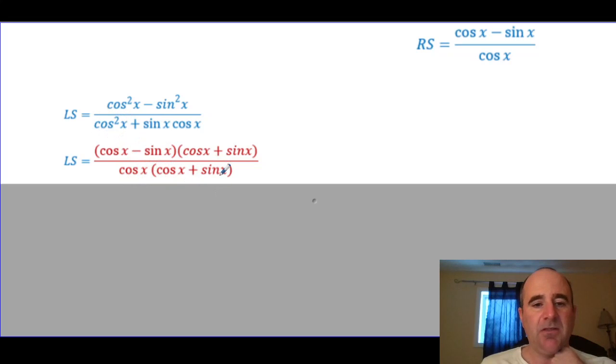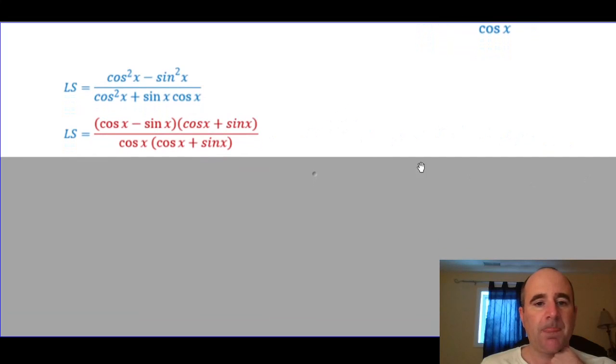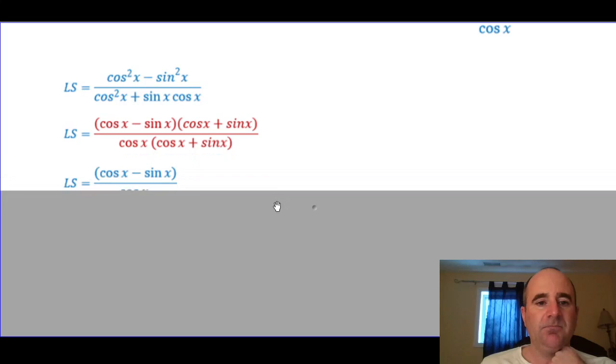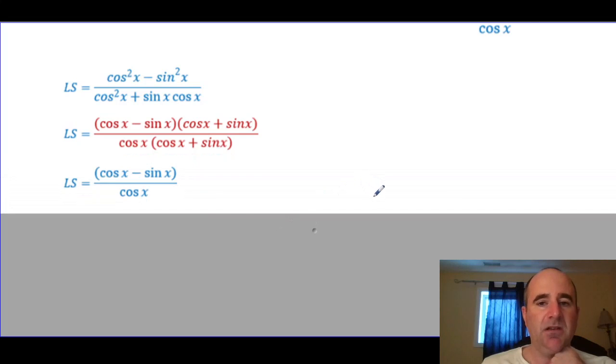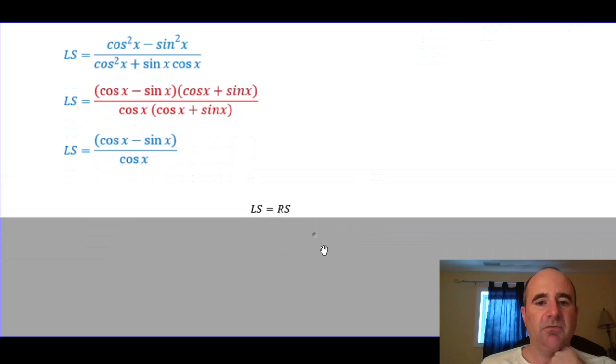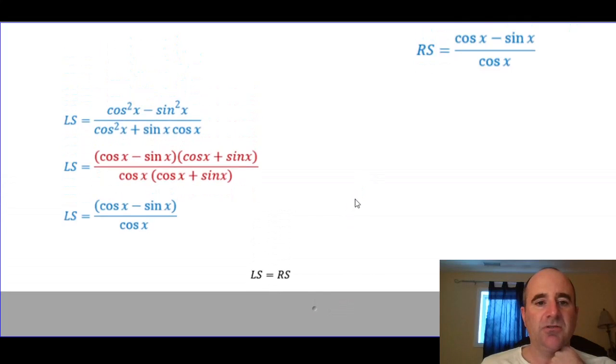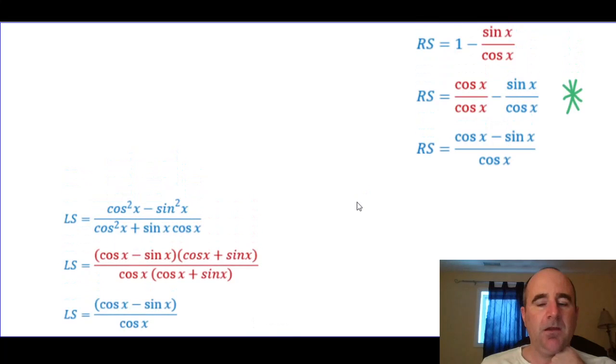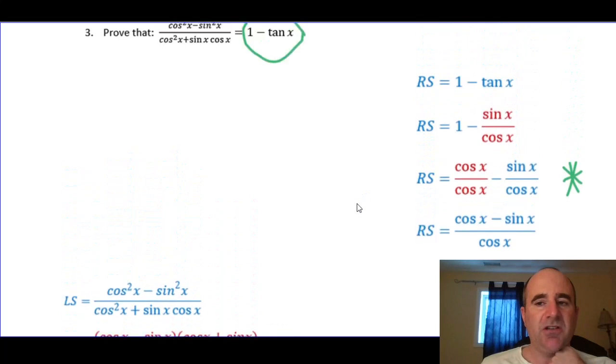Just quickly expand those in your head if you want to double check that factoring's been done correctly. And sure enough, when we factor this, we do have these common factors that divide out. And we're left with cos x minus sine x over cos x, which is equal to the right side. That concludes the proof. So this proof, we used a few strategies.